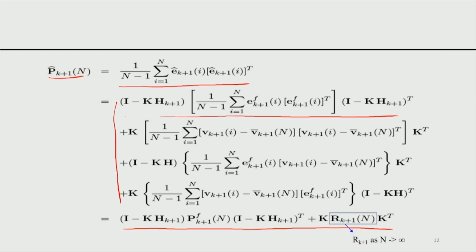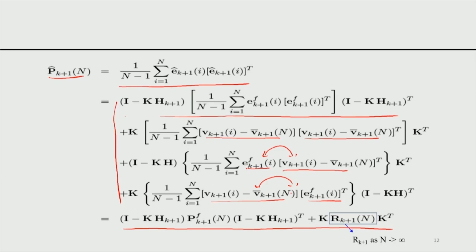I also want you to remember a couple of things. These are all coming from the observation noise. This comes from the forecast. This comes from the observation noise. That's forecast. So you can see this is the cross covariance between the observation noise and the forecast. These are all finite samples.